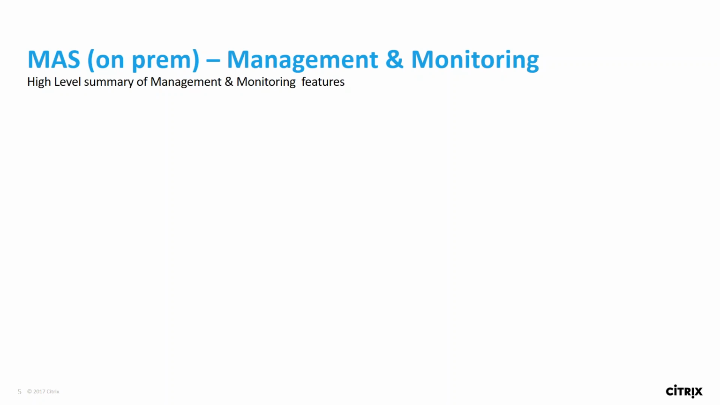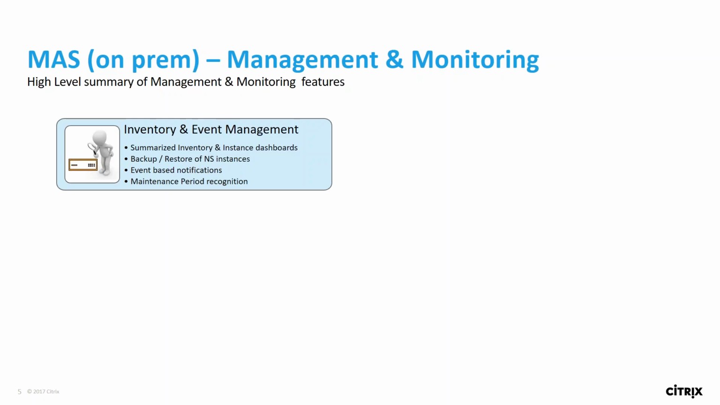MAS has three modules at a high level: management and monitoring, analytics, and orchestration. So let's start off with the first module, which is management and monitoring, and look through some of its high-level use cases. Starting with inventory and event management, you will have a summarized dashboard which will give you complete details into your inventory. And MAS will also provide you with instance level dashboards, which will give you an understanding of how your particular instance is doing and all the related information like events, for example, for that instance.